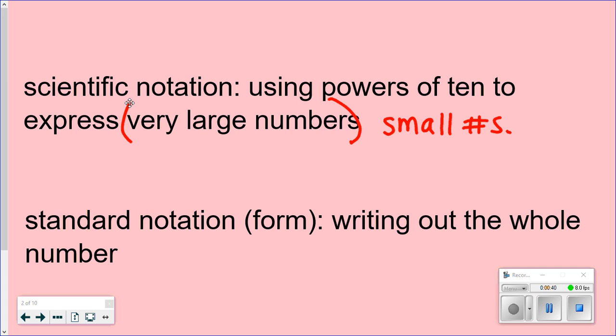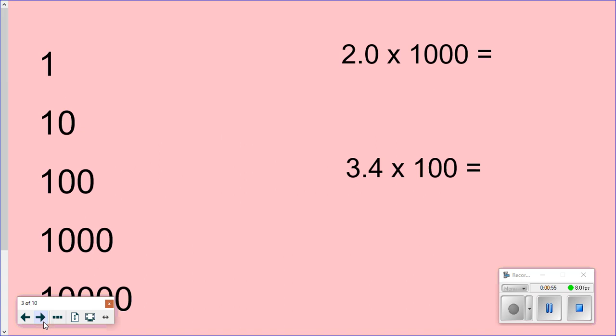Standard notation is writing out the whole number, kind of like when we talked about exponential form, we had standard form, and that was writing out the answer. This is the same thing. Standard notation is writing out the whole answer. So first of all, we have to talk about a few different things.